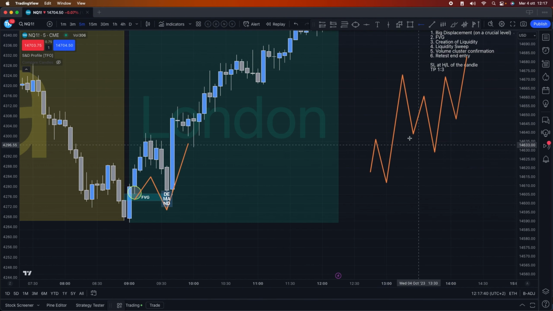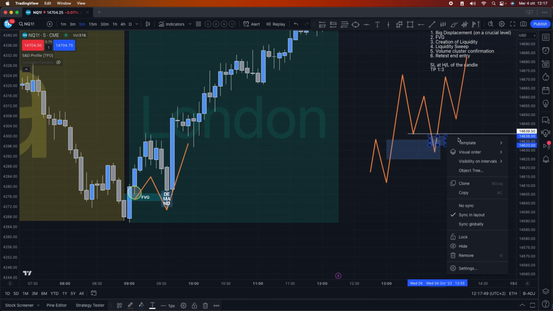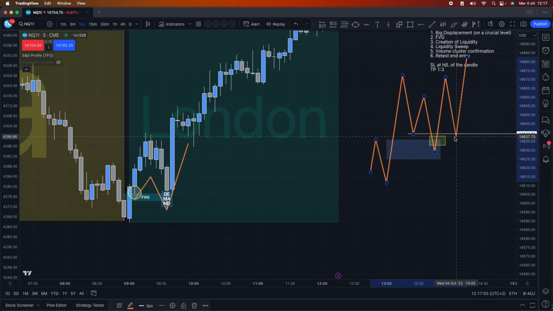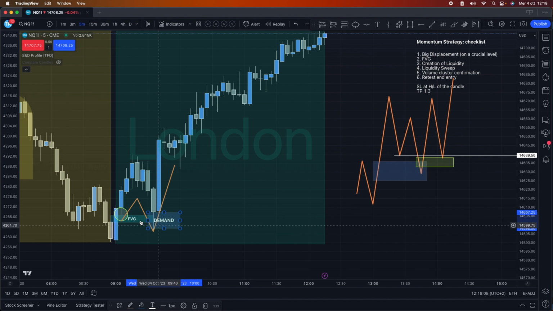So this is liquidity. It means that here we have a fair value gap. It is going to be retested. Here price created a cluster, okay, and retests the cluster and goes up. This is very easy. When you get used to seeing the cluster, the fair value gap, and the liquidity created, this could be a very easy strategy.